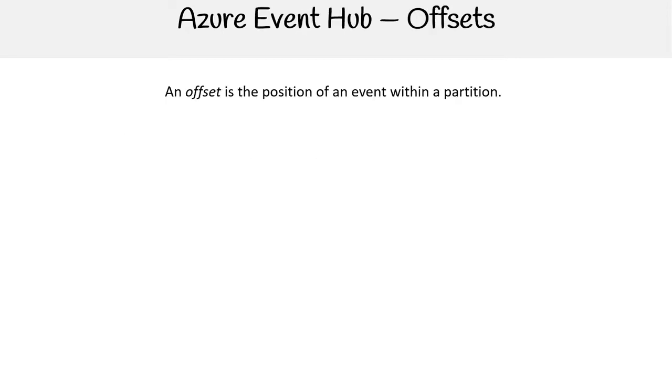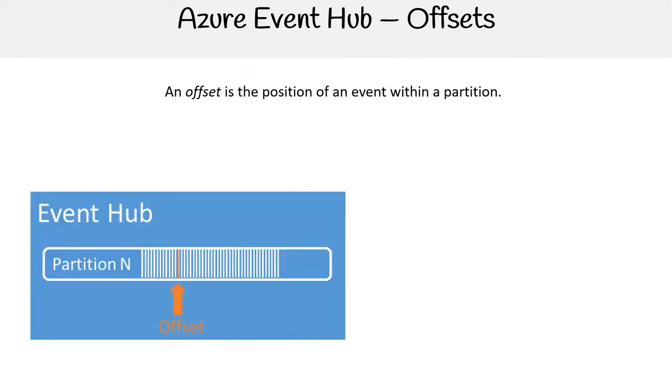Let's talk about offsets for Azure Event Hub. An offset is the position of an event within a partition. Here's an example, a very ugly graphic from the documentation, but it makes our point clear. The idea is you have a partition, you have an event within the partition. All these little lines represent events, and that's where our offset is.